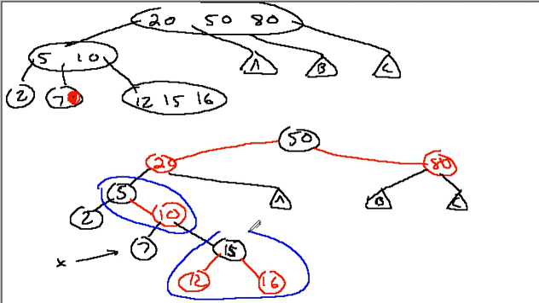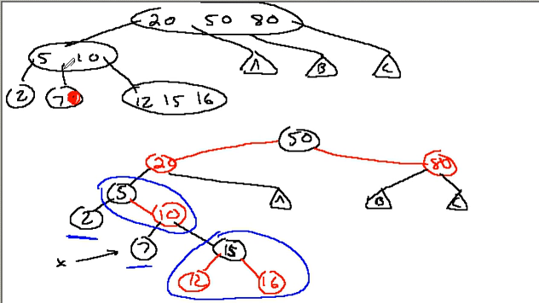15, 12, and 16 are one of the children of that node. 7 alone is one of the children of that node, and 2 alone is one of the children of that node. And that's what we see up here in the 2-3 tree. 12, 15, 16 is a leaf, 7 is a leaf, 2 is a leaf, and all 3 of those leaves are children of the 5, 10 node.